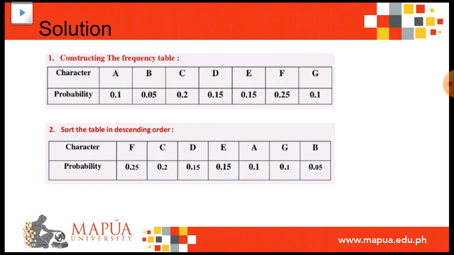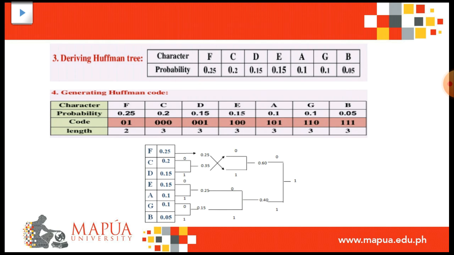Next thing is sort the table in descending order. The characters go from letter F to B, and also there is a value for the probability. Next one is let's derive the Huffman tree. As you can see, there's a graph here to show how to get the Huffman tree. And the next one is generating the Huffman code.